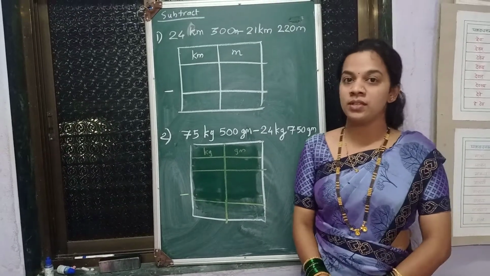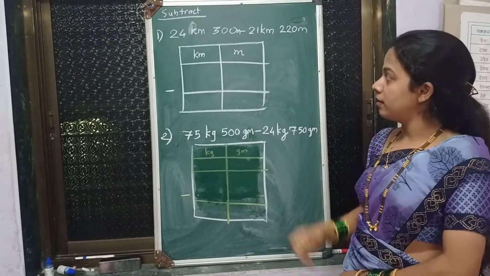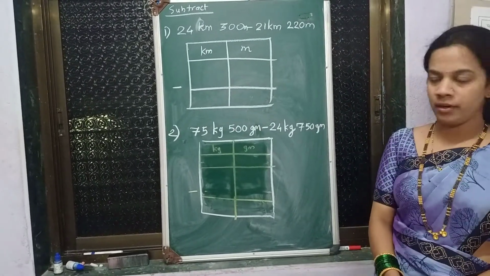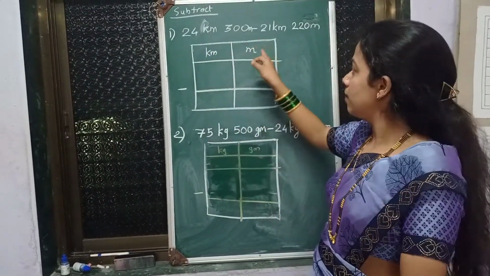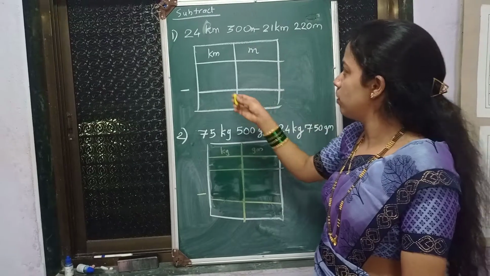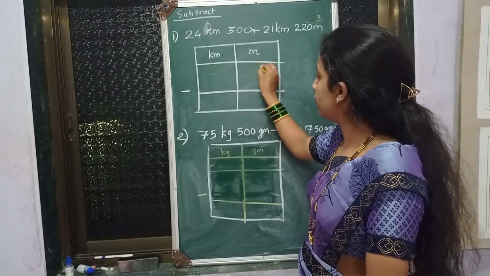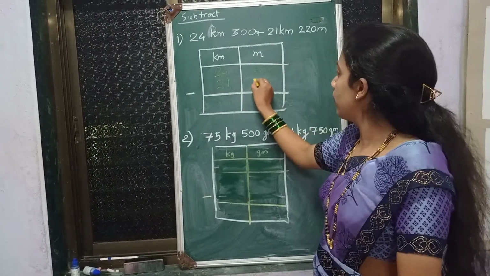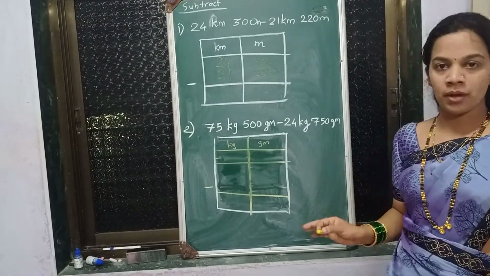So we are going to see the subtraction now. Here you can clearly see 24 kilometer 300 meter minus 21 kilometer 220 meter. So we are going to place the kilometer numbers under kilometer, and the ones in meter we are going to place below them. So 24 I am going to write over here, 300 over here, minus 21 over here and 220 over here. Fine. So we are going to do proper subtraction.